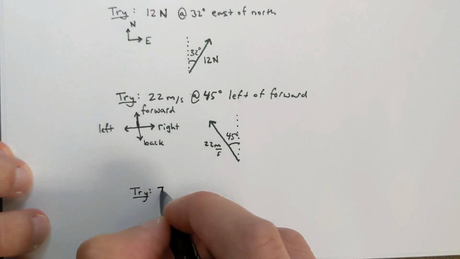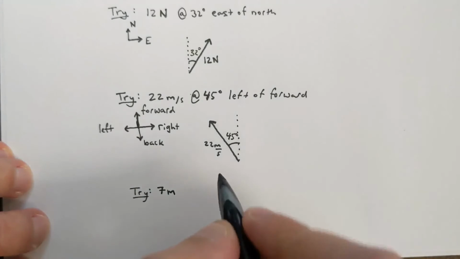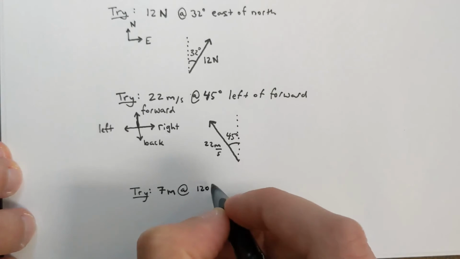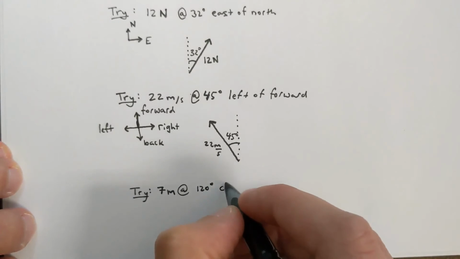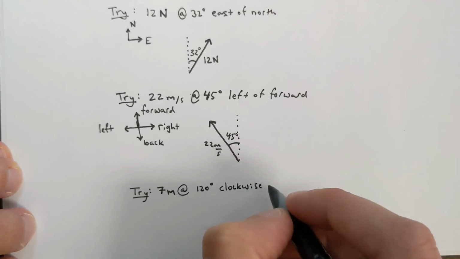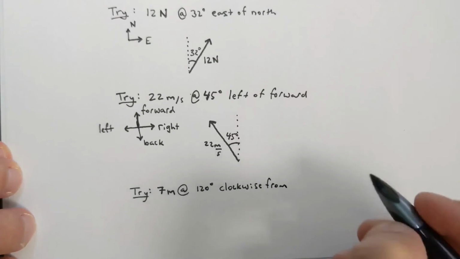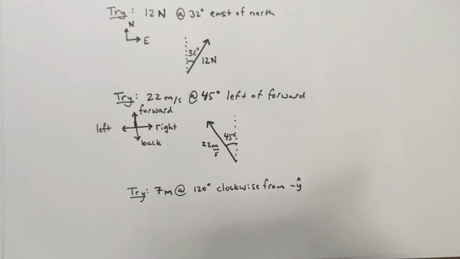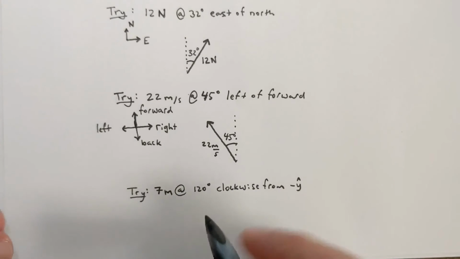I want to do 7 meters. We're going to draw the vector 7 meters at 120 degrees clockwise from the negative y direction. Pause the video now, try to draw this vector 7 meters at 120 degrees clockwise from the negative y direction. Okay, let's take a look at how you did.